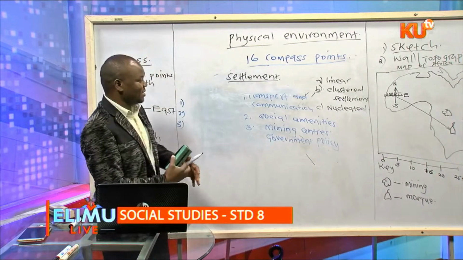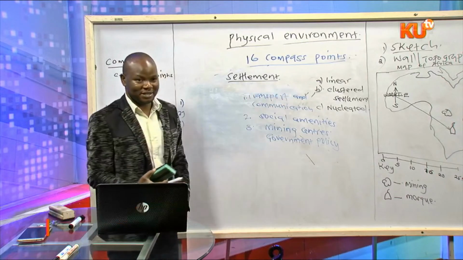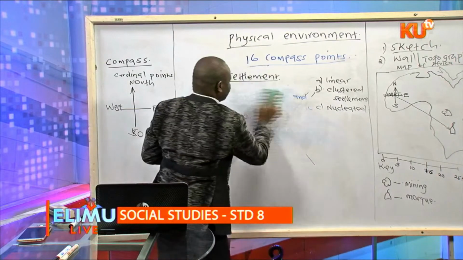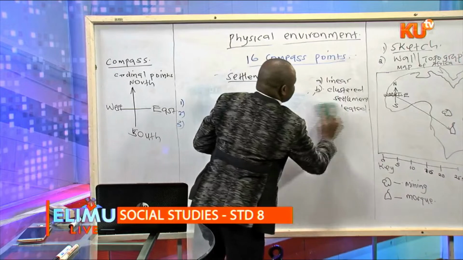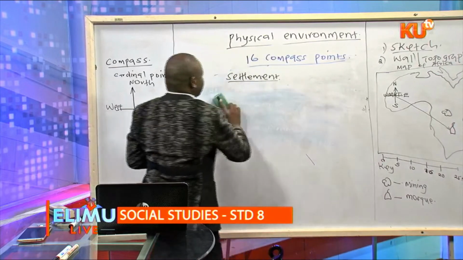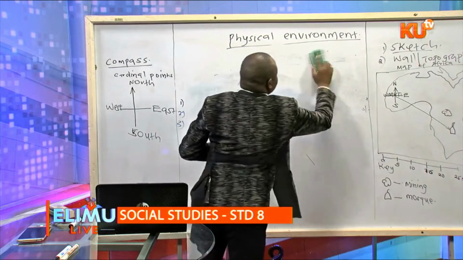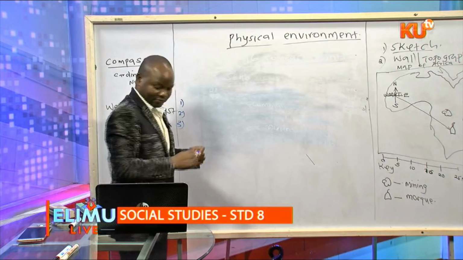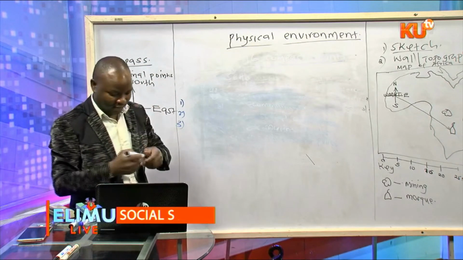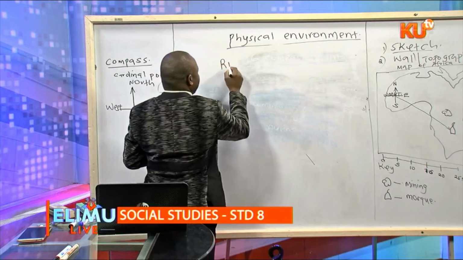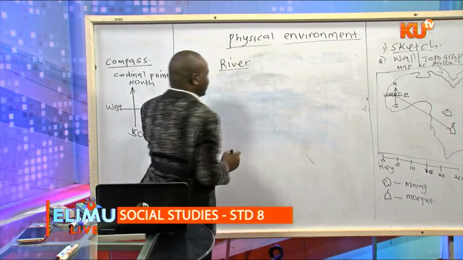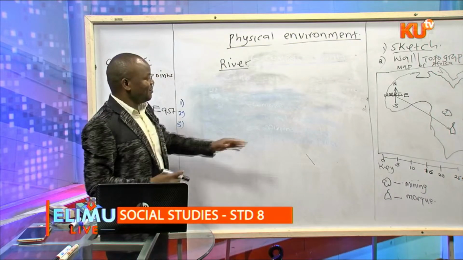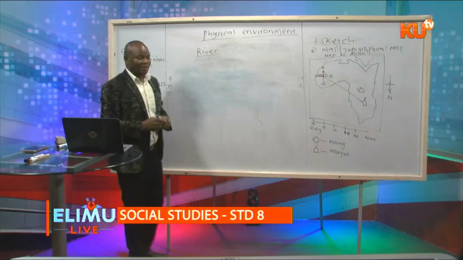So those are some of the factors which can as well affect the settlement of the people. Then I also want to take you through a given direction, that is the river. Let us see. The river. A river can be found in an area, but I want you to mark the following.